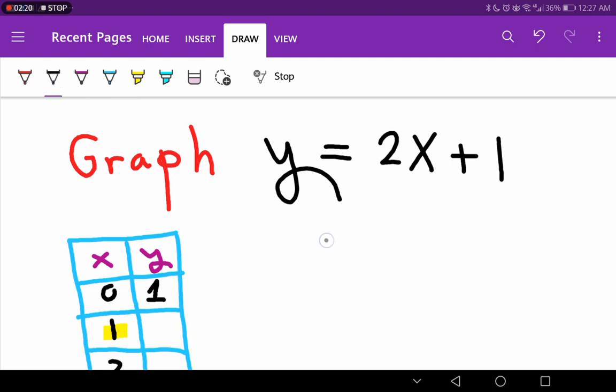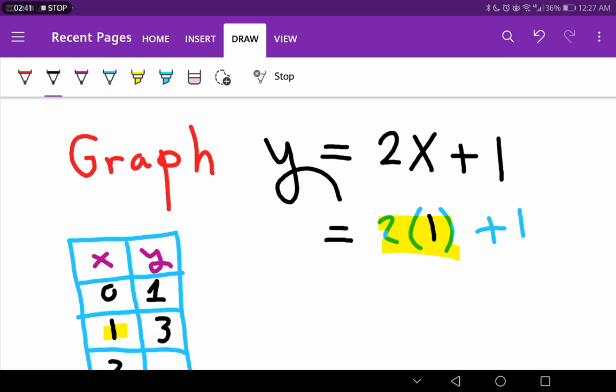Again, you can do it mentally actually. 2 multiplied, let me change the color. Okay, 2 multiplied by 1 plus 1. I replaced x with 1. Now do the multiplication here. 2 multiplied by 1 equals 2, plus 1 equals 3.